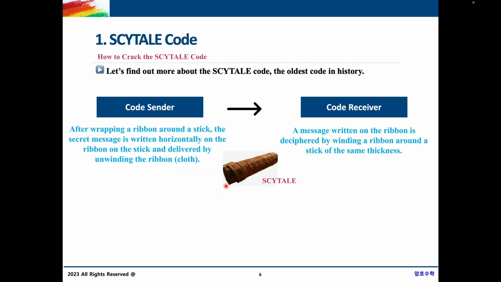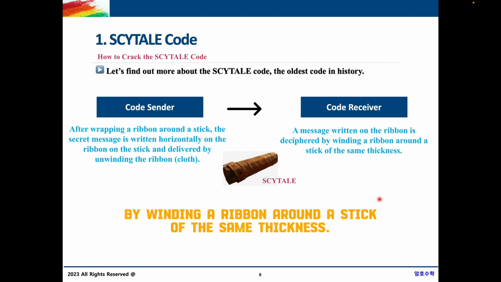Let's find out more about the ski-tail code, which is the oldest code in history. The sender of the code, after wrapping a ribbon around the stick, writes the secret message horizontally on the ribbon on the stick and delivers it by unwinding the ribbon/cloth. This image in the middle here is an example of a ski-tail. The message written on the ribbon is then deciphered by the code receiver by winding a ribbon around a stick of the same thickness.